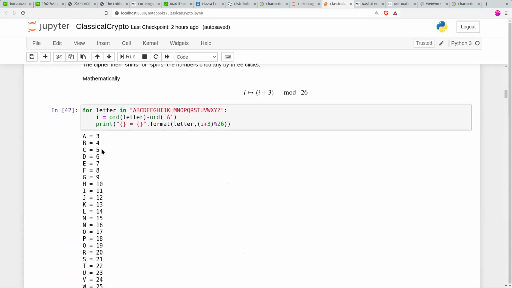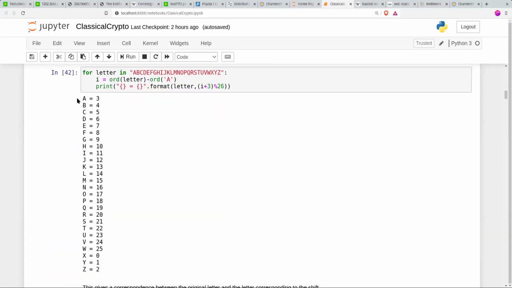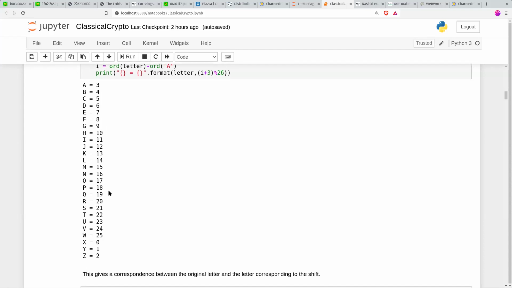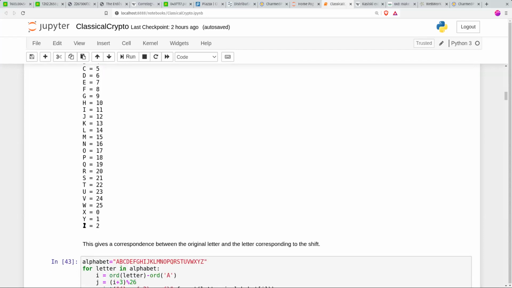So if you look at now the index of A is not 1 anymore, it's 3, and the reason they call it a shift cipher is this happens circularly. So it's like everything in the right hand side here gets moved up by 3 ticks. So now A is 3, B is 4, C is 5, D is 6, etc. And down on the bottom here, Z has become 2, Y has become 1, and X has become 0.